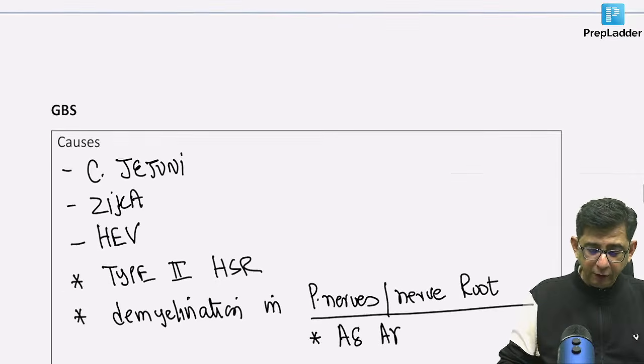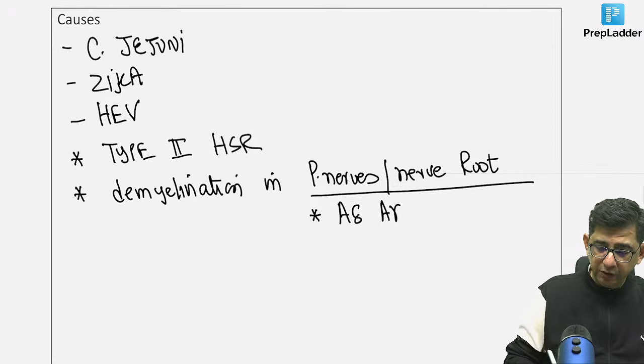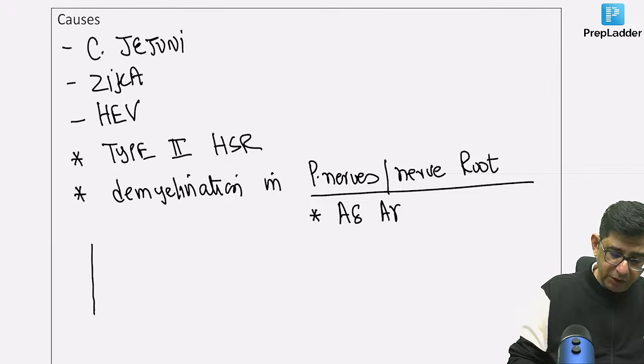And for Guillain-Barre syndrome, it is peripheral nerves that would be involved. Yeah, postsynaptic is okay. Postsynaptic is perfectly fine.